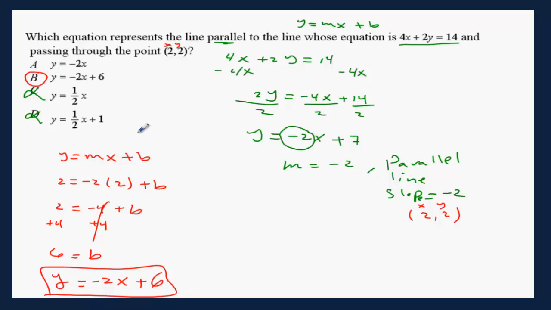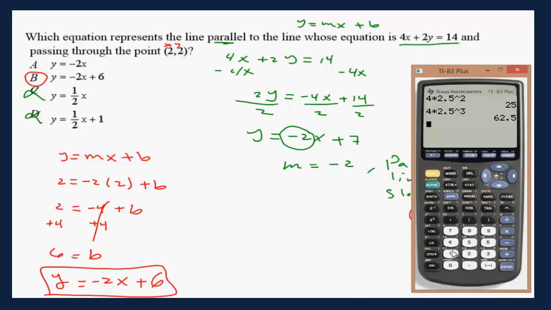Another way to solve this question is the graphing calculator. You go to y equals, and you have the original equation, y equals negative 2x plus 7. This is the first equation, the original equation. Let's make it bolded here. Click enter to make it like this kind of line. Now you've got to do the second one. You try each one of them and see which one is parallel to that one.